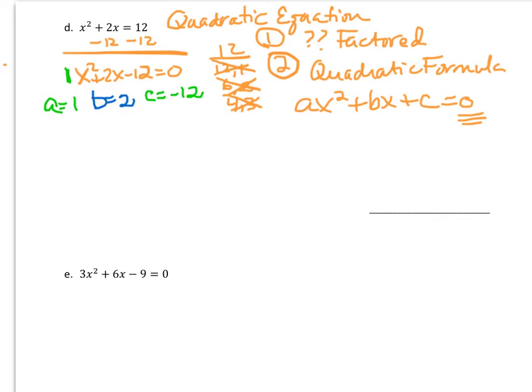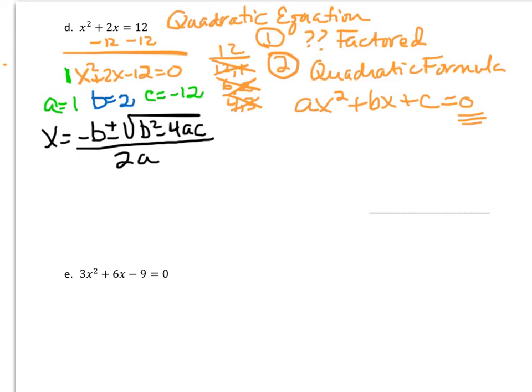So now I use my quadratic formula, and I simply replace each of the letters within the quadratic formula. The opposite of b, plus or minus the square root of b squared minus 4ac, the entire thing being divided by 2a. So now let's go ahead and replace each letter with its corresponding value. So the opposite of b is negative 2, plus or minus the square root of 2 squared minus 4 times 2 times negative 12.